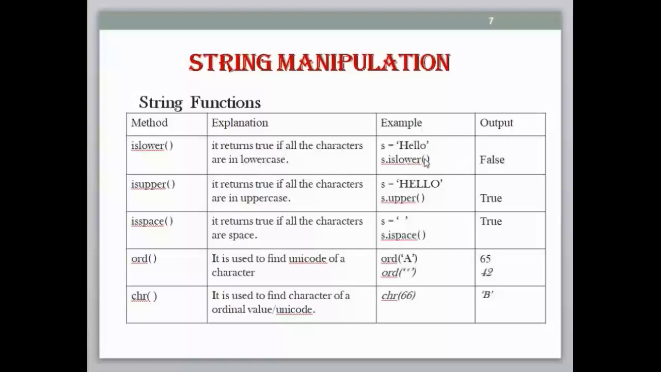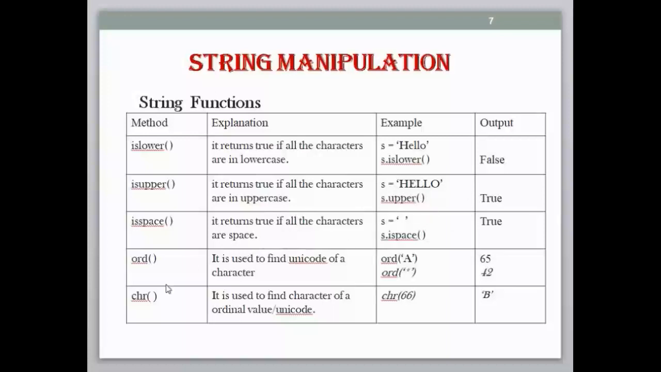If all the characters are written in small letters or lower case, then this result will be true. Otherwise, if even one character is in upper case, the result will be false. Likewise isupper returns true if all the characters are in upper case. So here is an example: S equals hello, S dot upper. It will give you true. Isspace returns true if all the characters are spaces.